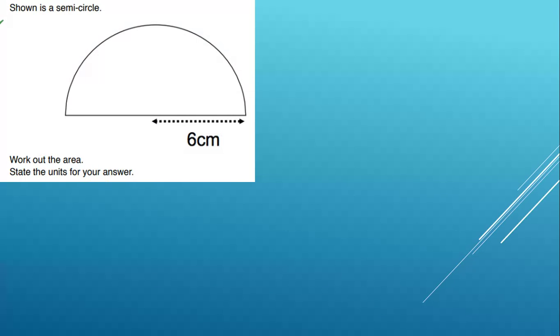To start with, we have a question like this where it says, shown is a semicircle with a radius of 6 centimeters. It says, work out the area, state the units of your answer. So again, the units are just the length stated, so our units in this question will be centimeters.